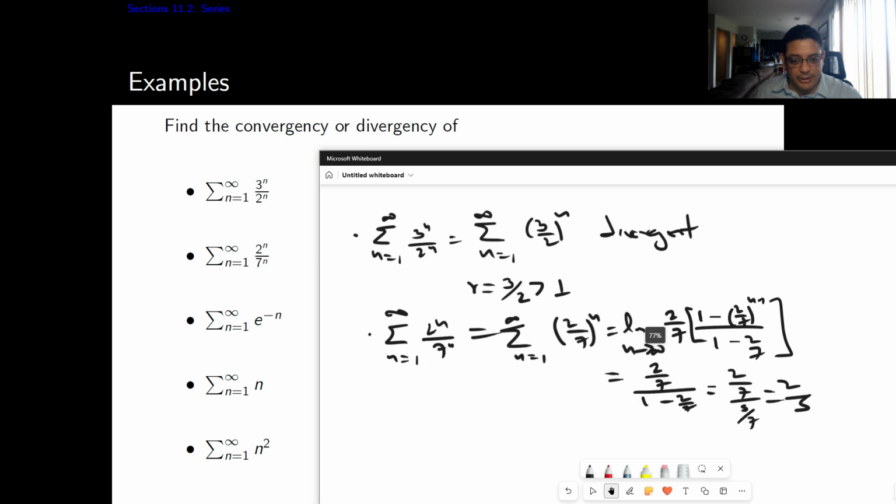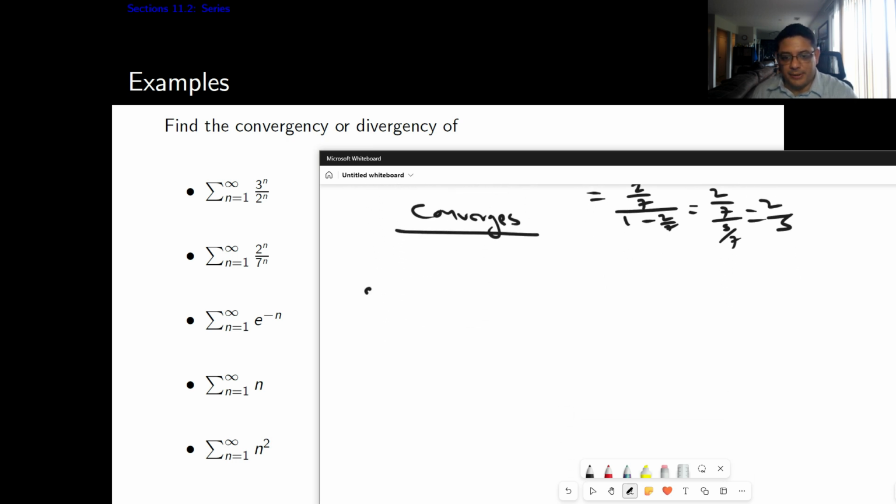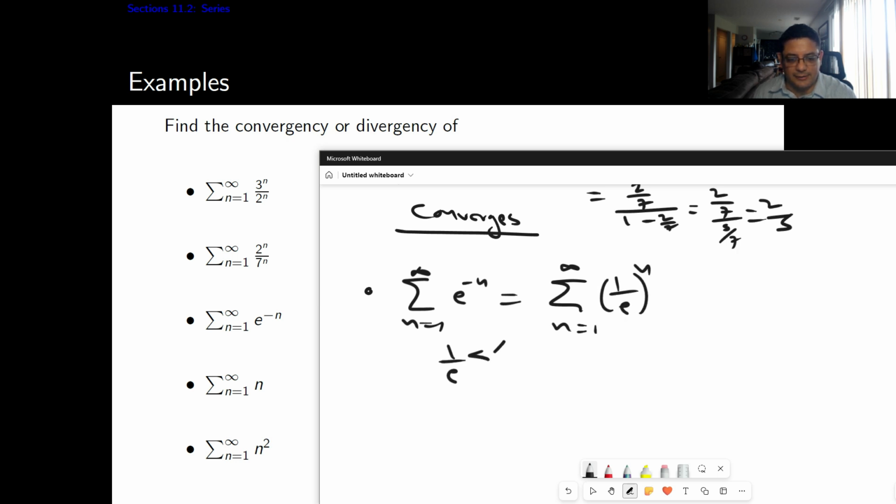So when it converges, we can even find out in this case how much the sum is, which is not going to be the rule. In general, you don't find the value of the sum, even if a series is convergent. Notice that in number 3, you also have a convergent series. This e^(-n) can be rewritten as the sum from n equals 1 to infinity of 1 over e^n. And since 1 over e is less than 1, this is convergent.